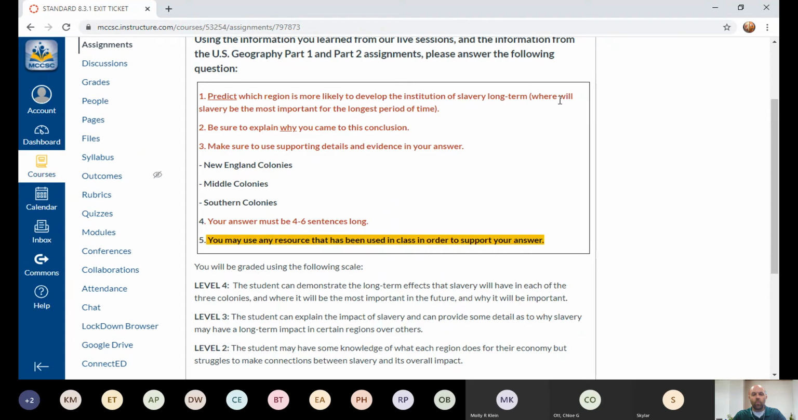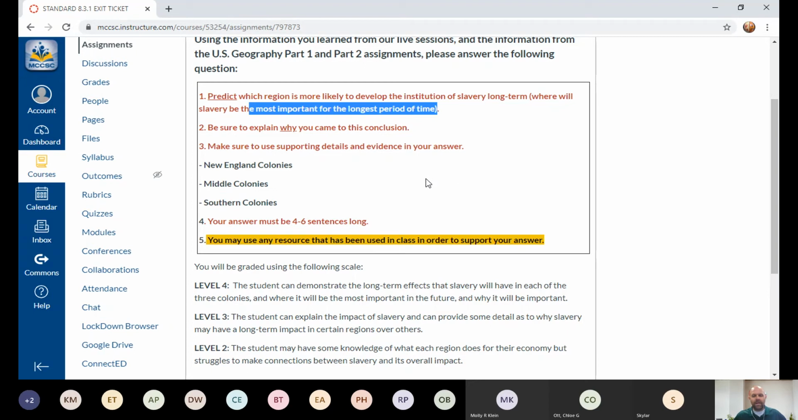long term. In other words, where will slavery be the most important for the longest period of time? Now, I realize that we have not talked about the introduction of slavery yet, but we have got to talk about this because it's the central theme in the colonies, and it's also a big part of what our standard's about. So what you have to do is make a prediction of where slavery will be long term and explain where you might see slavery in these 3 colonies. So in other words, is slavery going to play a role in each of these 3 colonies, and where are you going to see slavery playing the role the longest?